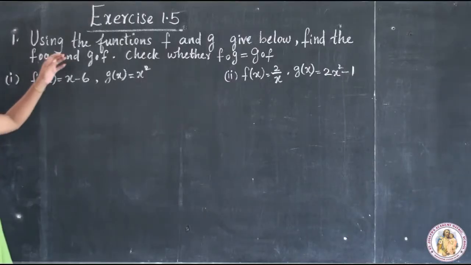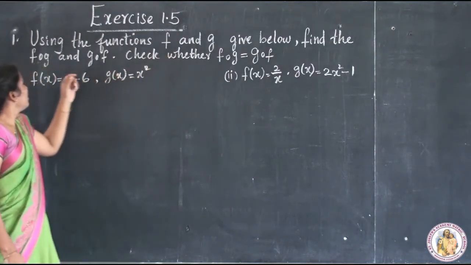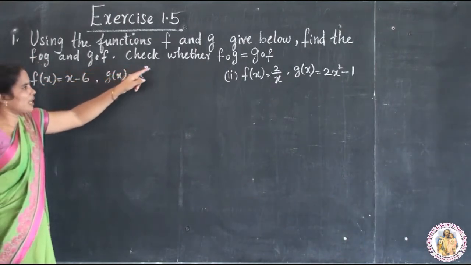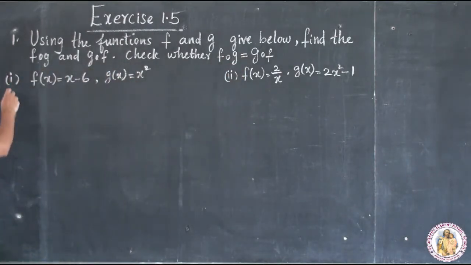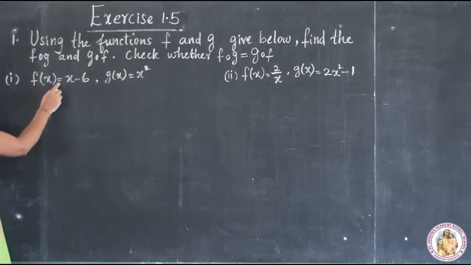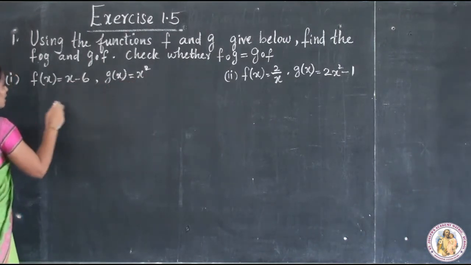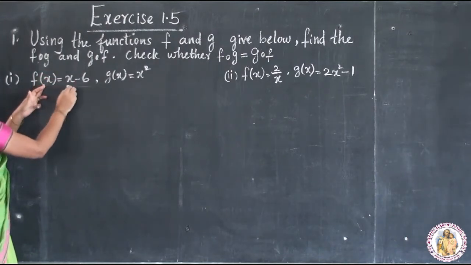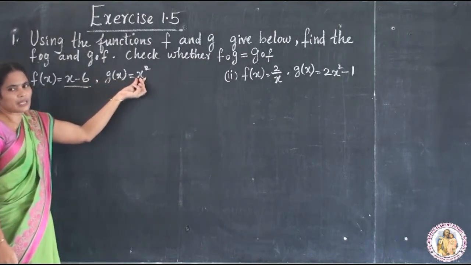Now let us move on to exercise 1.5. Question number 1: using the functions f and g given below, find f of g and g of f and check whether f of g is equal to g of f. Question number 1, f of x is equal to x minus 6 and g of x is equal to x square. In f of x, in the place of x, you have to use x minus 6. In the place of g of x, we have to use x square.